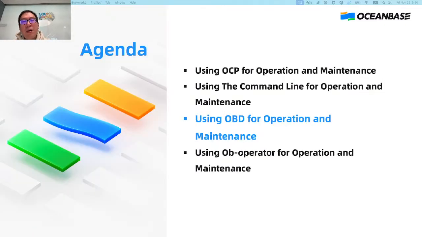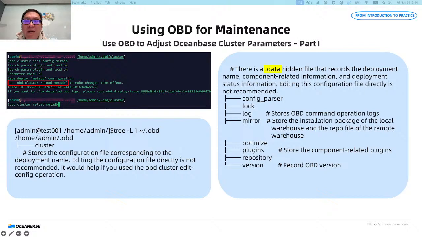Next, we will introduce using OBD for operation and maintenance. Let's first look at the directories used by OBD. First, the cluster directory is used to store the configuration file corresponding to the deployment name. Adding the configuration file directly is not recommended. You should use the OBD cluster add config operation. There is a data file that records the deployment name, component related information, and the deployment status information. Modifying this configuration file directly is not recommended.